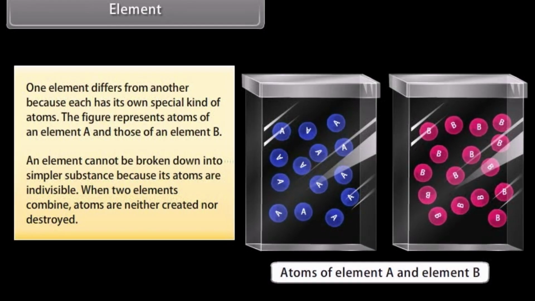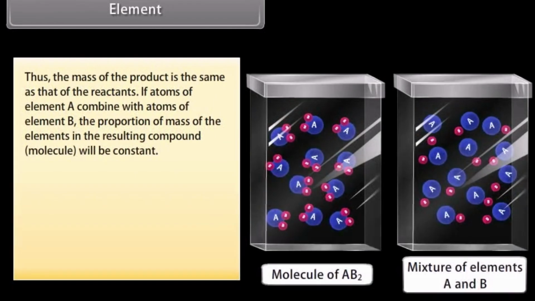When two elements combine, atoms are neither created nor destroyed. Thus, the mass of the product is the same as that of the reactants. If atoms of element A combine with atoms of element B, the proportion of mass of the elements in the resulting compound molecule will be constant.